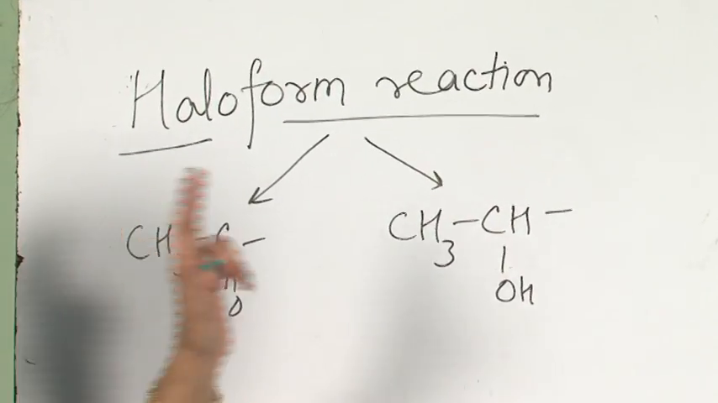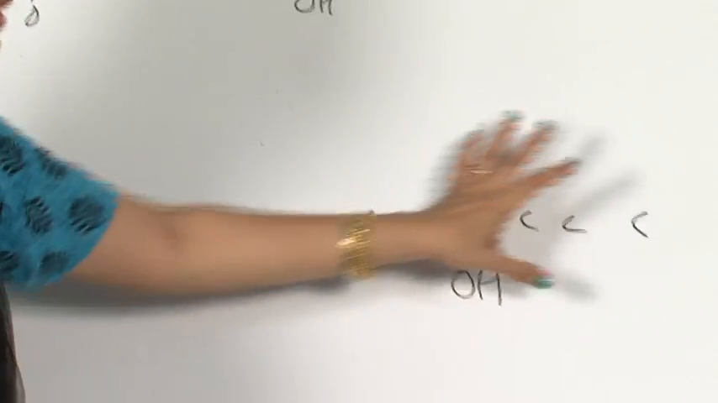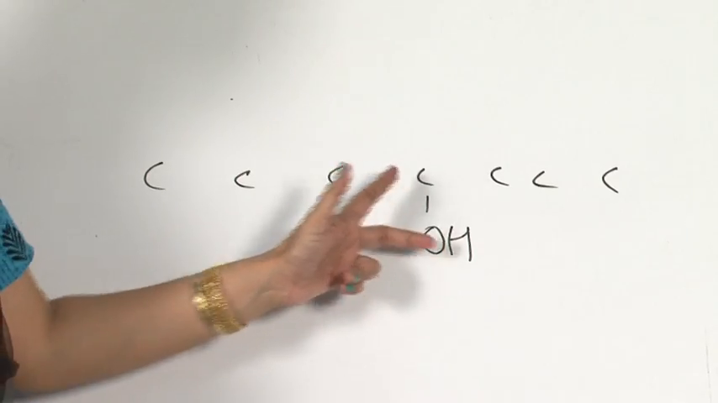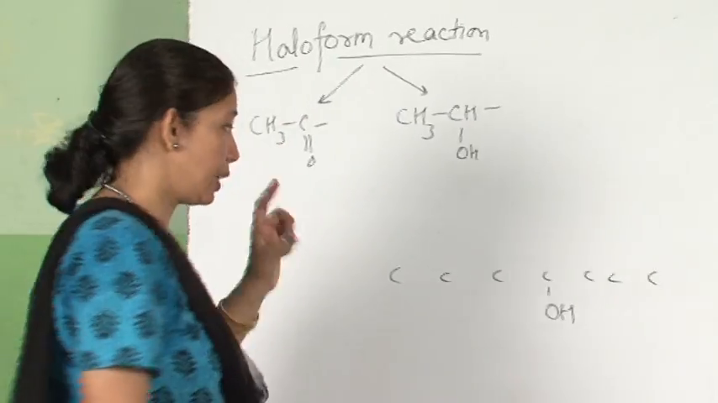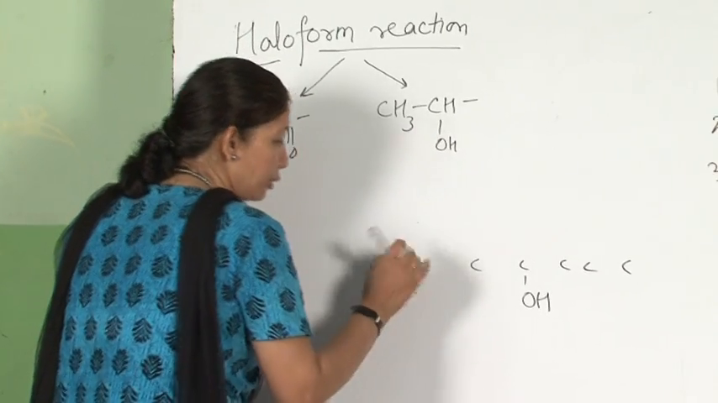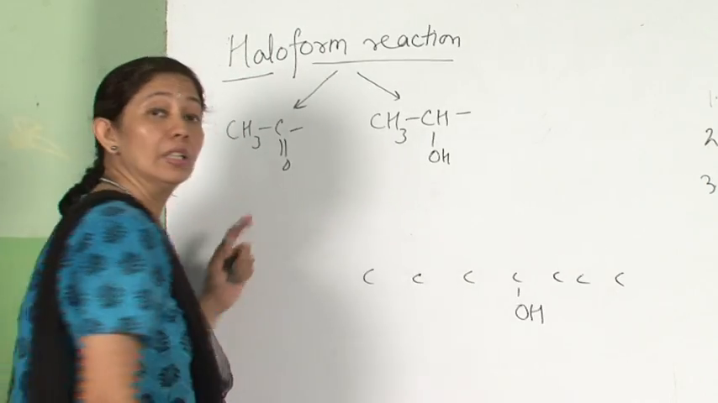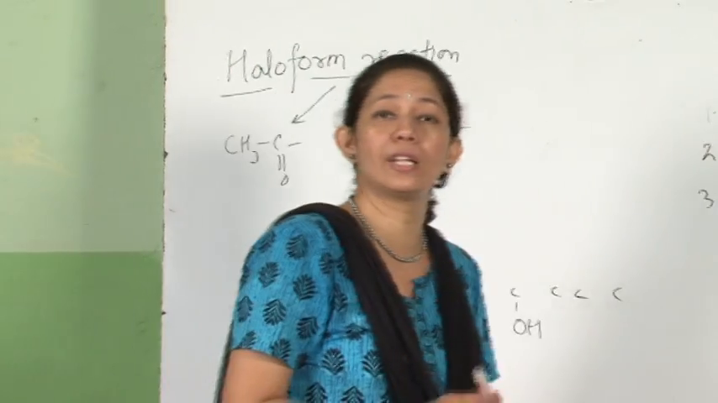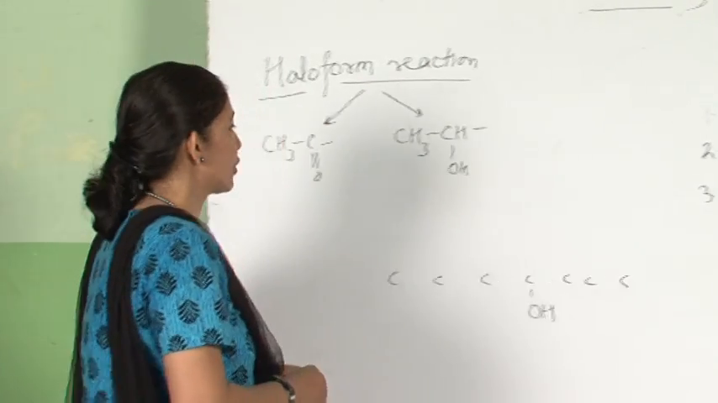When I say secondary hydroxyl group, you should be very, very careful. Suppose I am having a 7 carbon atom organic compound. The OH group is placed here. This is not going to give me the iodoform test. It should be a secondary alcohol, meaning the OH should be attached either to this position or to this position. Then only that organic compound is going to give the iodoform test or the chloroform reaction.